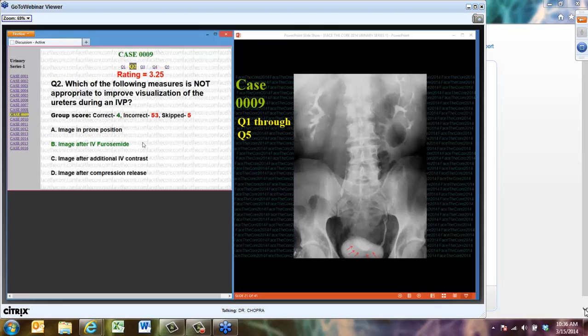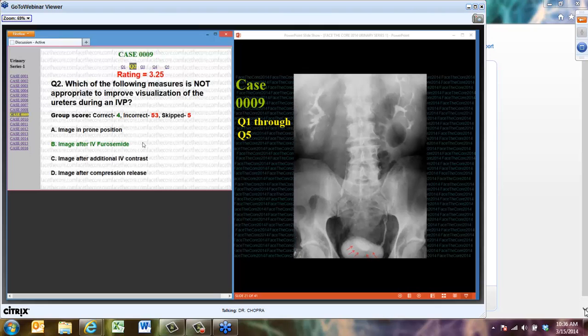When you put the patient prone, the contrast goes pretty quickly into the ureters and you'll be able to see them. You can do imaging after additional IV contrast because that will give you more concentration of contrast and you'll be able to see the ureters. And you can do an image after compression release. You probably have not seen compression release, but all of your departments do have that. Go to fluoro and ask them, what is this compression during IVP?